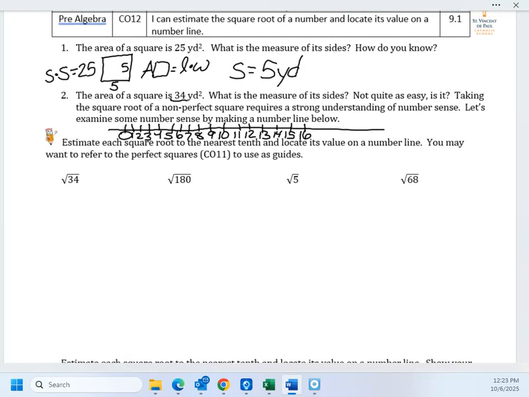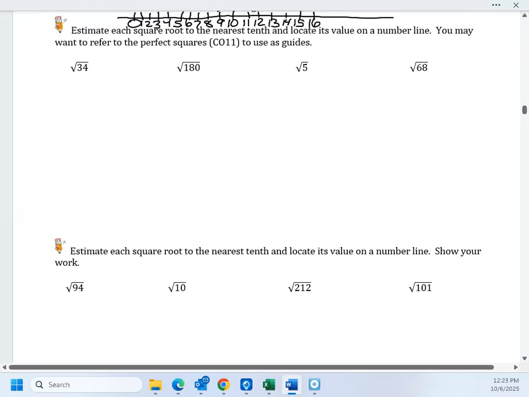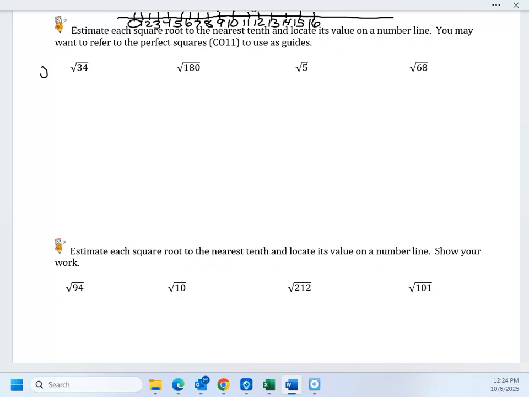So let's do these ones together. Third, the square root of 34. The first thing we're going to do is write the perfect squares that we do know. The one that comes before 34 is the square root of 25, and the one after 34 would be the square root of 36. So you're going to want to write those two square roots, because the square root of 34 comes in between 25 and 36.